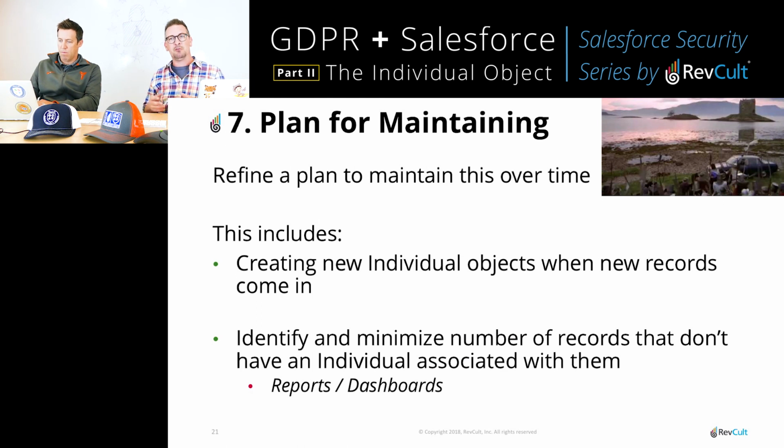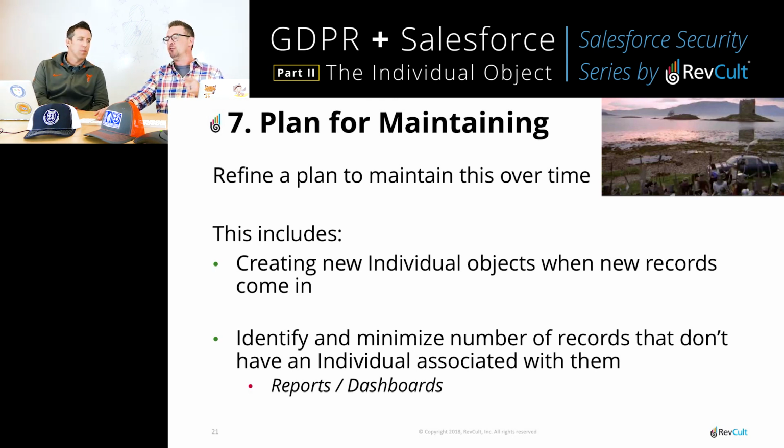This is probably really obvious to most people, but okay, you've got everything all nice and pretty, all your individual records created and everybody associated, great. And then 5 minutes later, you've got a new record showing up, right? So make sure you've got a plan for that. At a minimum, what we recommend is that folks build out some reports and dashboards that look for, say, leads without individuals, custom object X without individuals, and build a dashboard that you can at least monitor. That won't fix your problem, but it will help you monitor it.